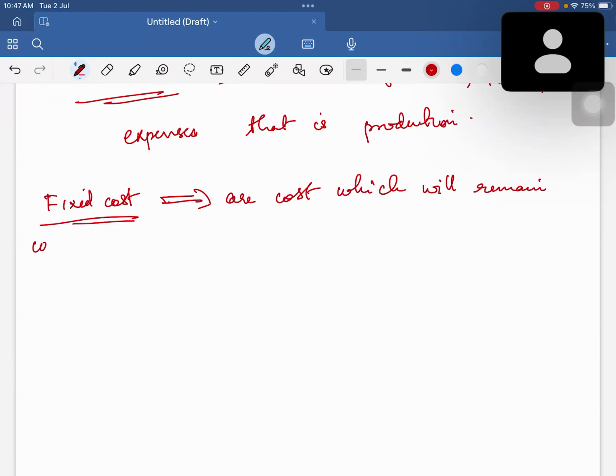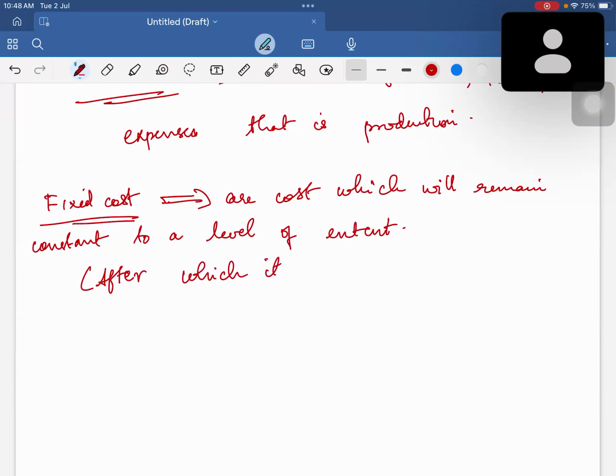Now, in the modern theory, we don't believe that a fixed cost does not change according to the level of output. Nowadays, we believe that to a certain extent, fixed cost is going to remain the same. Up to a level of output, the fixed cost is going to be the same. But when it exceeds that point, it is going to increase.